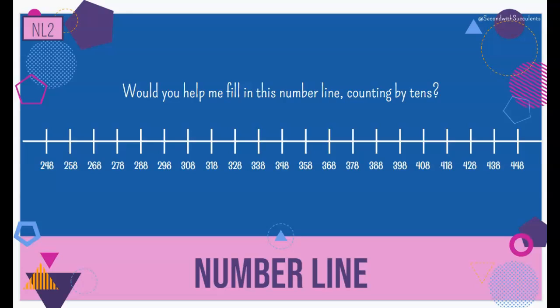Now you may have noticed a few different things. One thing that I'm noticing is the digit in my ones place. For every single number, it's the same. The digit in my ones place is always an 8, all the way till 448. Show a connection if you notice that too.